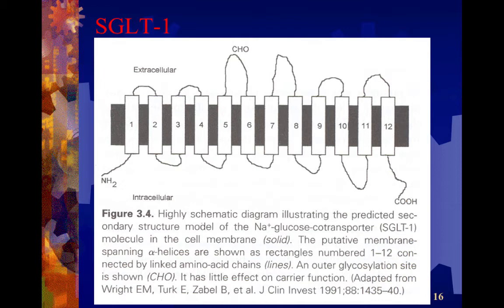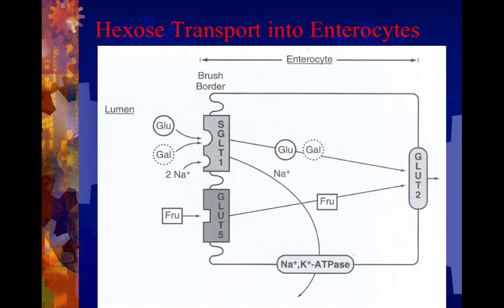Let's put these two together now. Let's look at the GLUTs and SGLT1. And we're going to look at it in the context of hexose transport into enterocytes. So we're going to spend a few minutes on this slide. This is a single enterocyte, brush border membrane, basolateral membrane, portal vein.